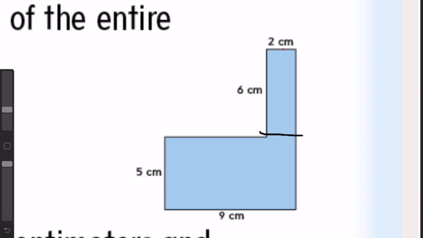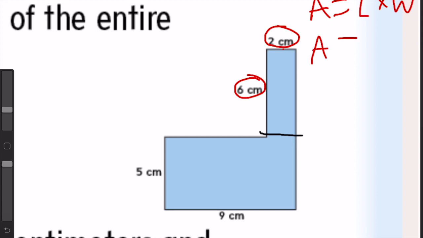So here I have 2, and here I have 6. And I know that area equals length times width. So here's my length and here's my width. So all I have to do is fill in what I know. Area, I don't know the area. That's what I'm looking for. That's the unknown. But I know my length and I know my width, don't I?